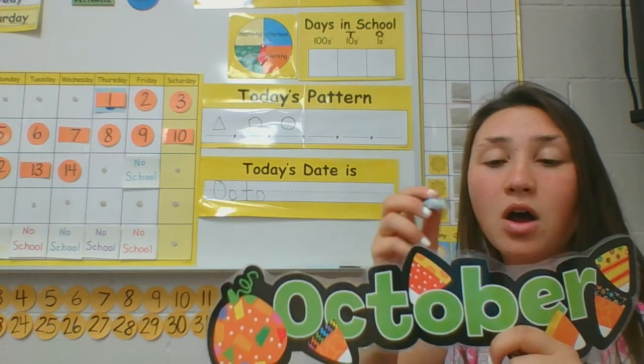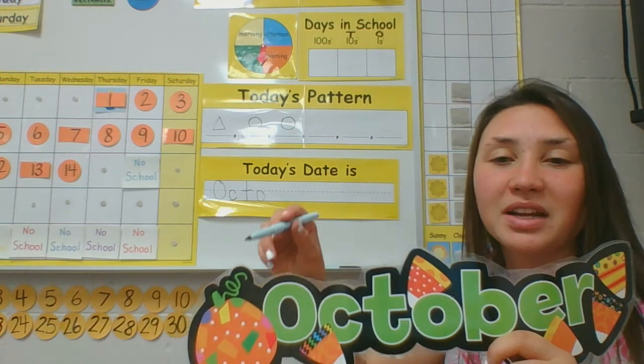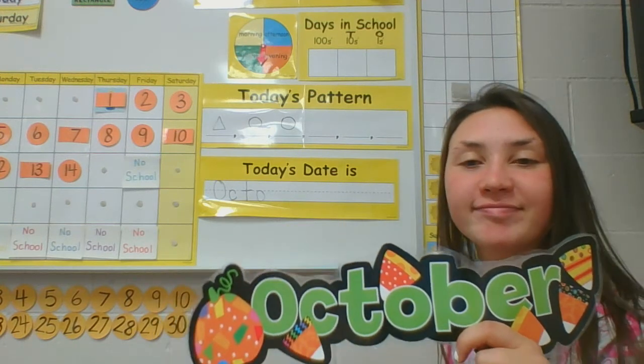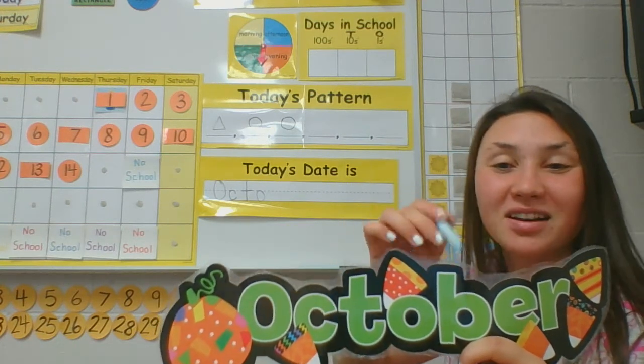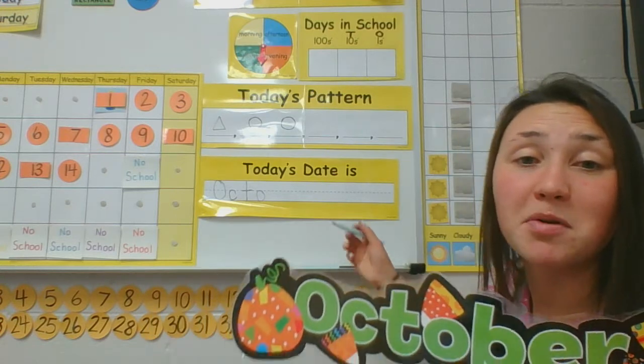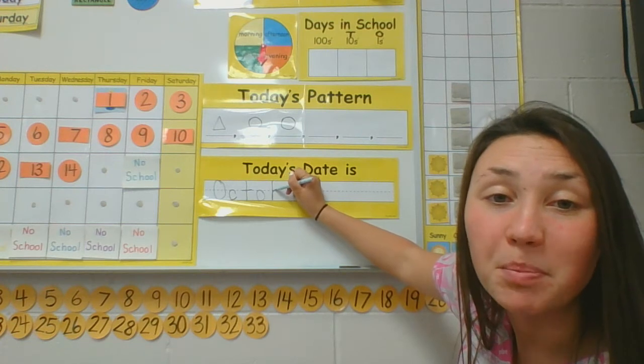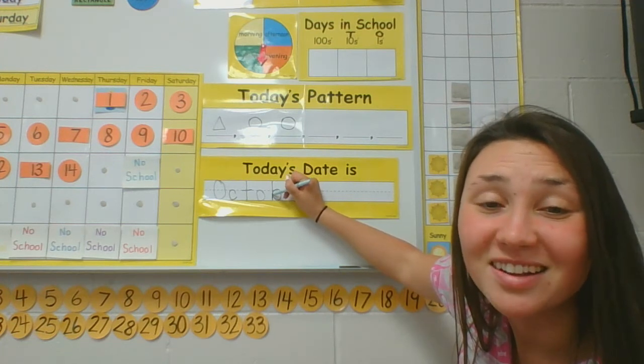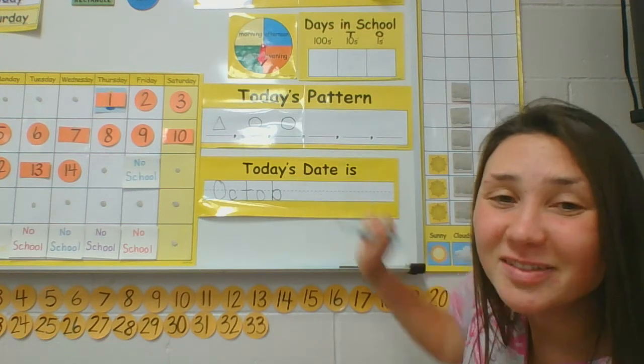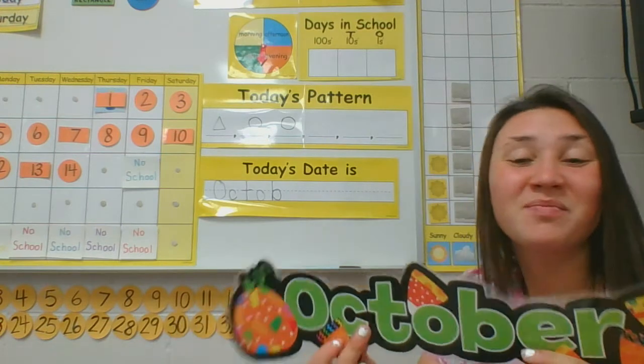October. What letter makes a b sound in October? Yeah, B does. And to make a B, remember we go top to bottom, and then we get belly to the right of that line. Belly to the right. That's how we make a B.